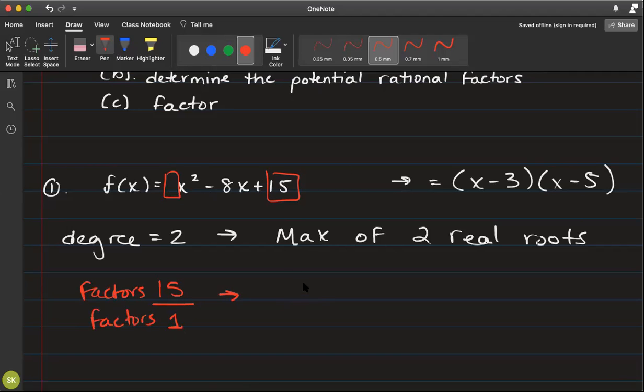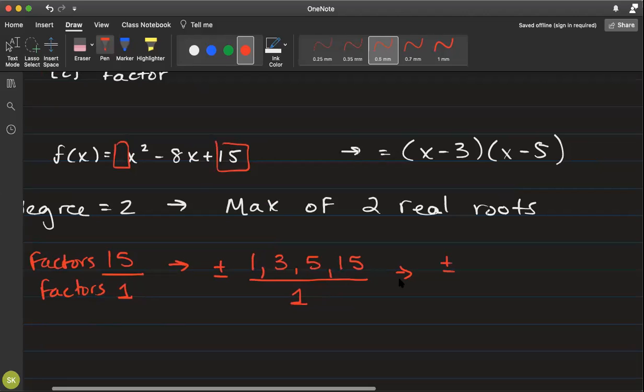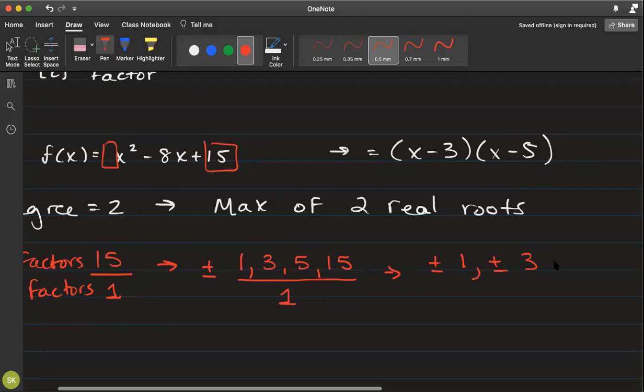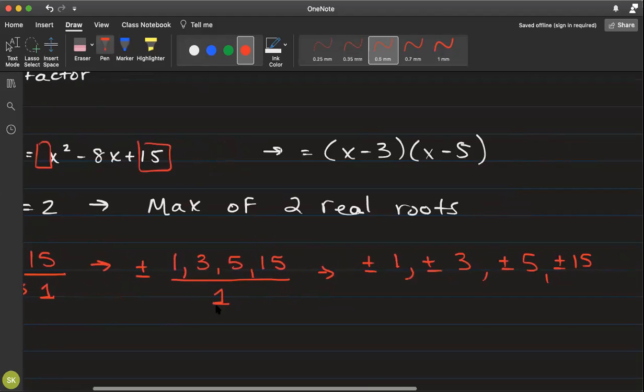So what are the factors of 15? 1 divides 15, 3 divides 15, 5 divides 15, and 15 divides 15. I'm going to put a plus minus here. And what are the factors of 1? The only number that divides 1 is 1. Okay, so now let's see how many potential factors we have. We've got plus or minus 1 over 1, which is just 1, plus or minus 3 over 1, plus or minus 5 over 1, and plus or minus 15. Just dividing each one of these by 1. So I have 1, 2, 3, 4, 5, 6, 7, 8, 8 potential factors.